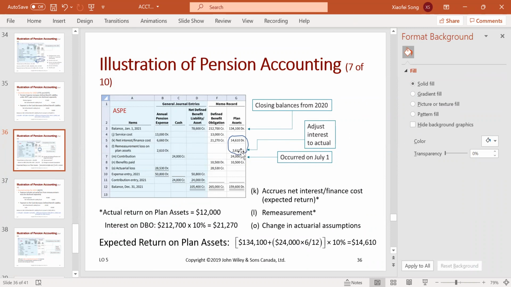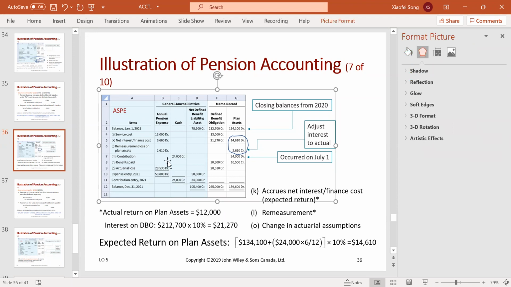And so this difference between the actual and the expected return is called the remeasurement loss, or sometimes it can be a gain. This time it is a loss. Under ASPE, there's no other comprehensive income, so this remeasurement loss goes to pension expense anyway. The contribution is the same as before: debit plan assets, credit cash. And the benefit paid: debit defined benefit obligation, and credit plan assets. And then we have the actuarial loss.